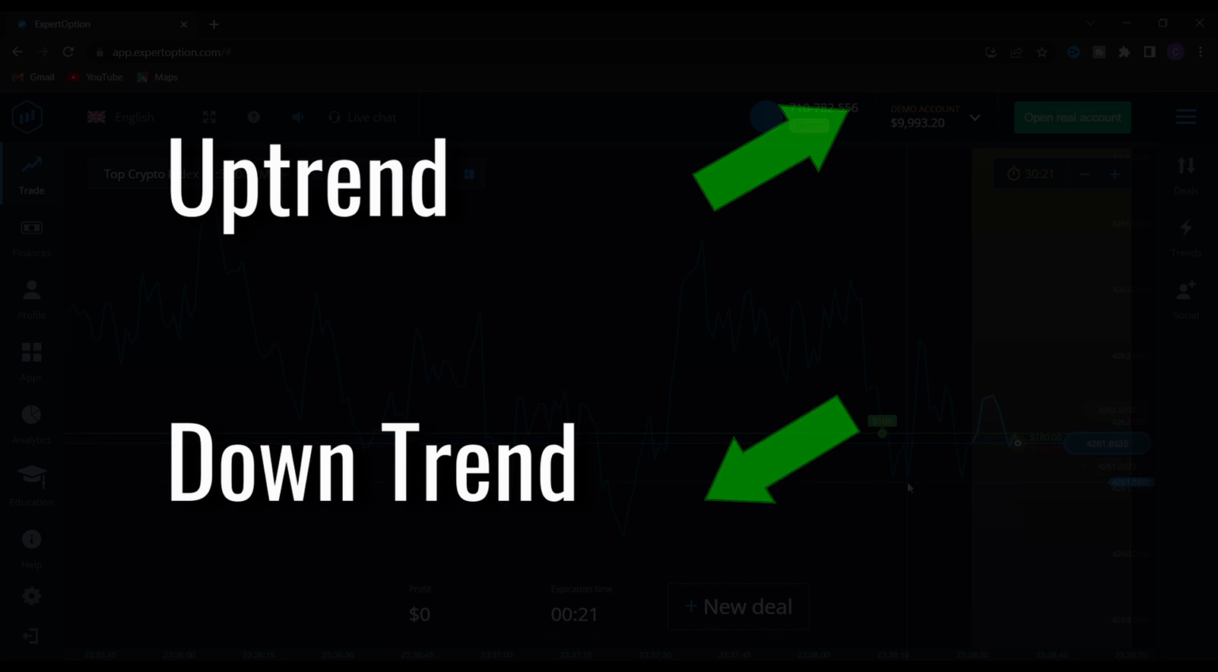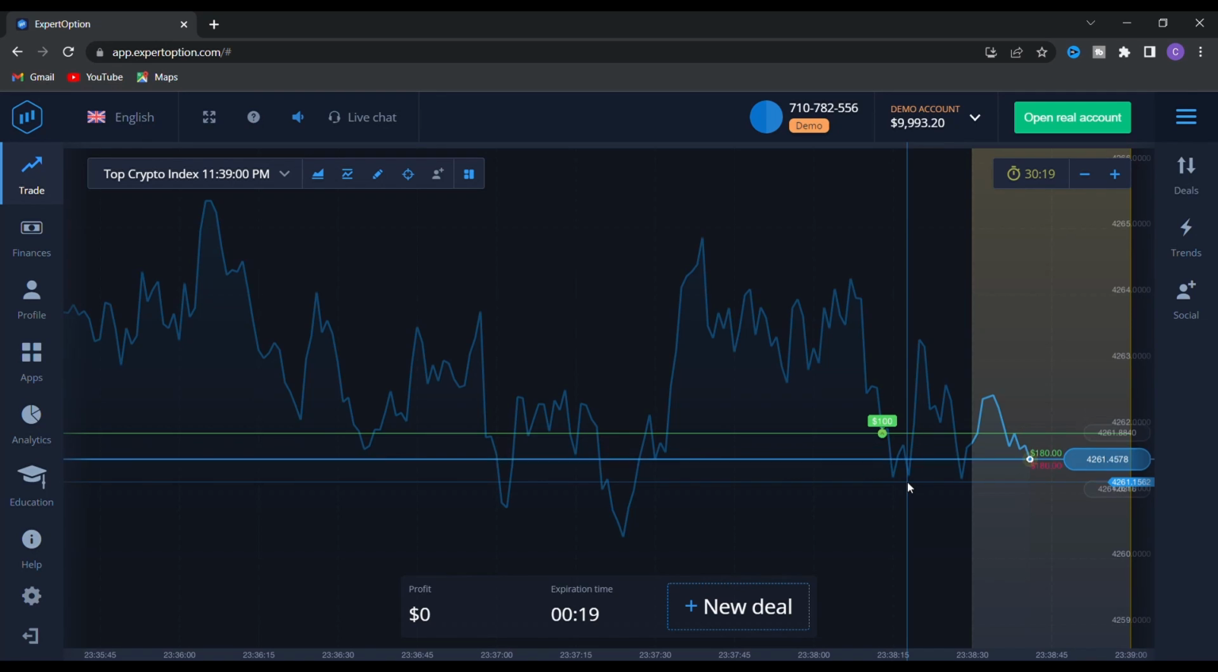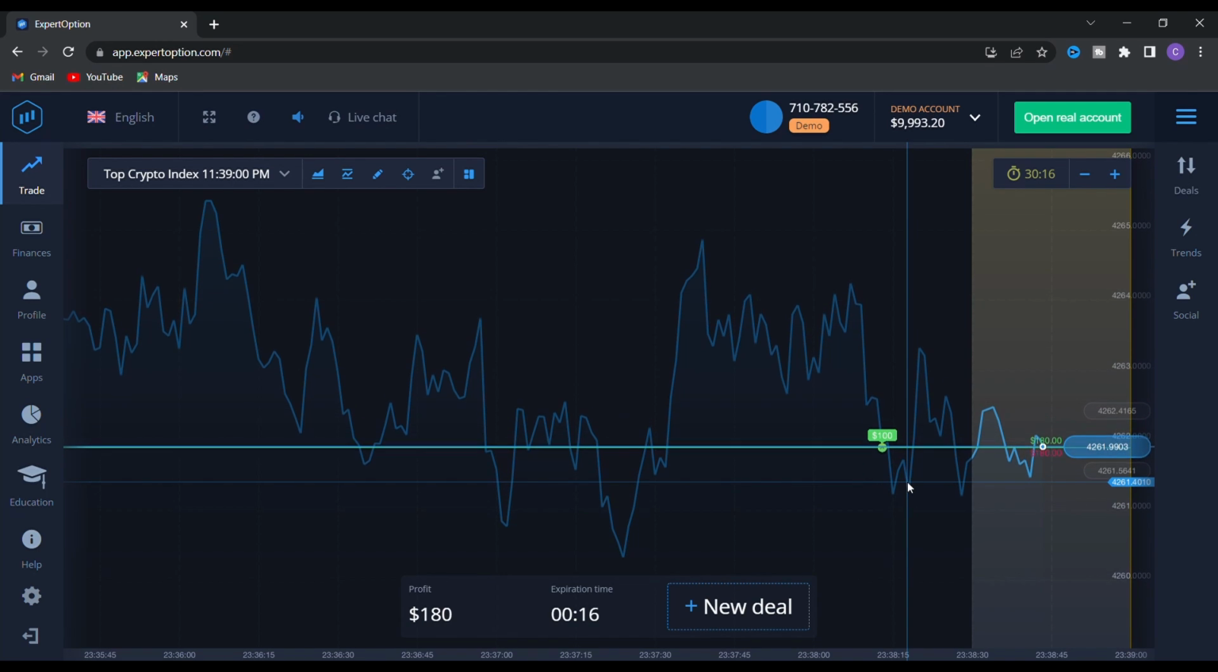Now I'm going to show you guys some trades I place using this exact same strategy. I'm going to place the order as I said earlier. First, analyze the market and then place the order according to the market trend after the market forms a spike.